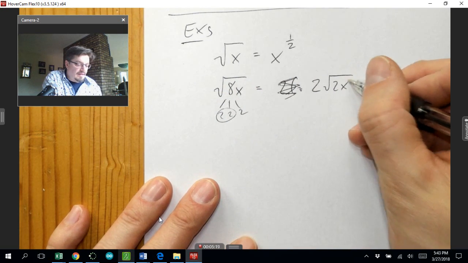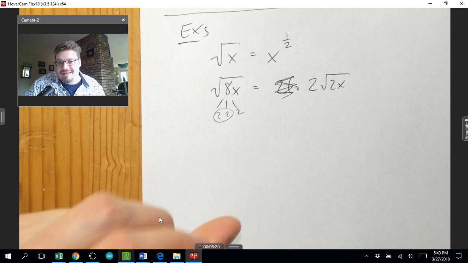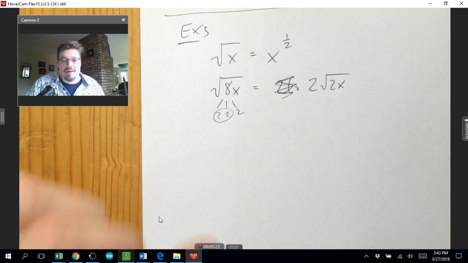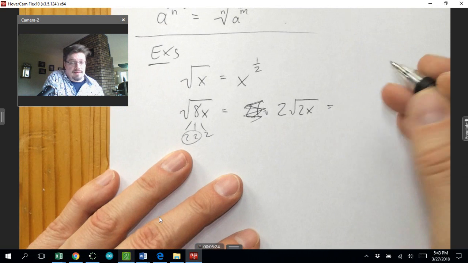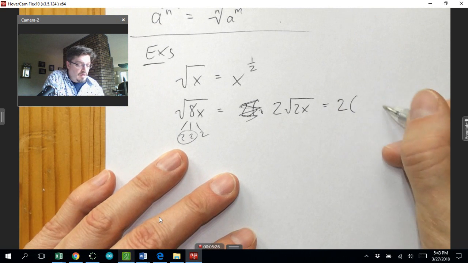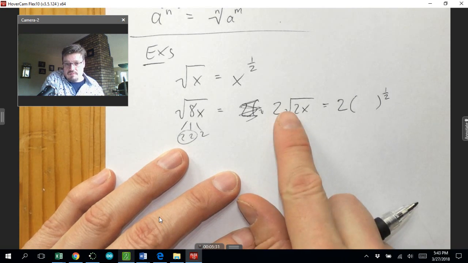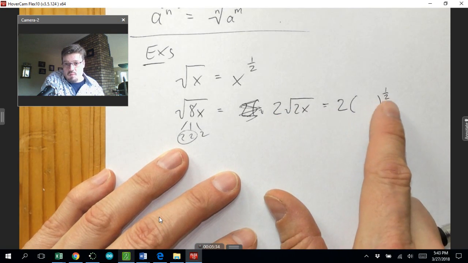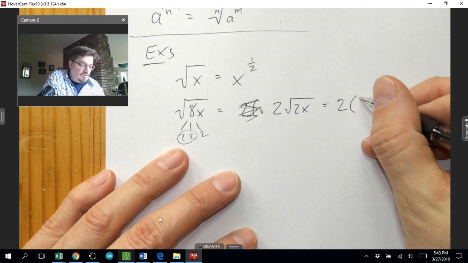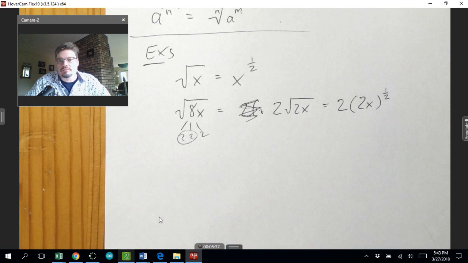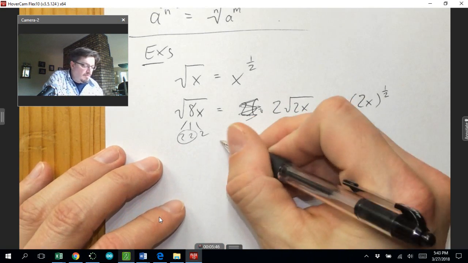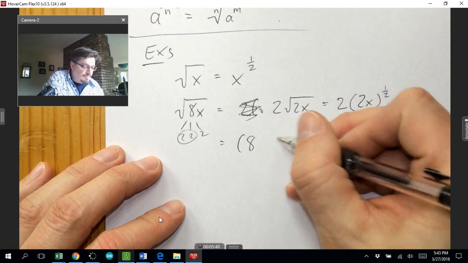2 square root of 2x. Now, if I want to write this as a fractional exponent, what I would do is write 2 times, and the square root is just a 1/2, so I would write 2x to the 1/2 right there. The 2x is in parentheses because that's what you're taking the square root of. Now I could have looked at this a little differently. Maybe I could have just gone like this.